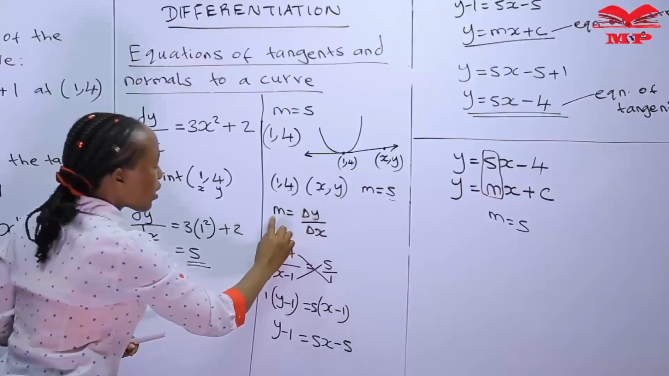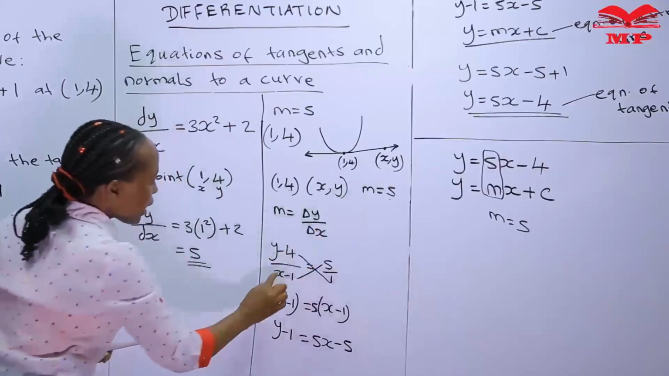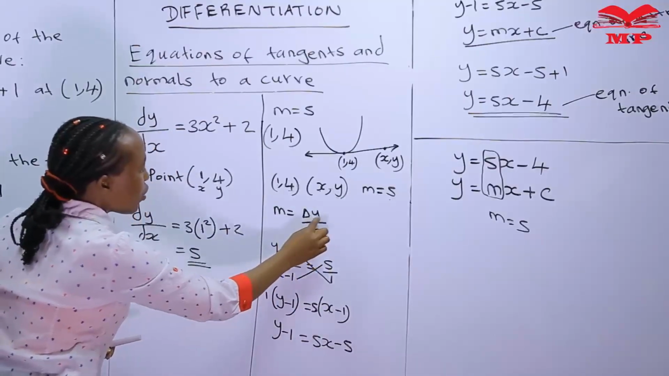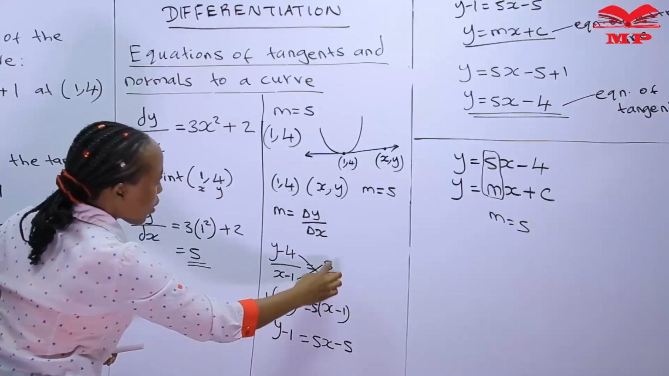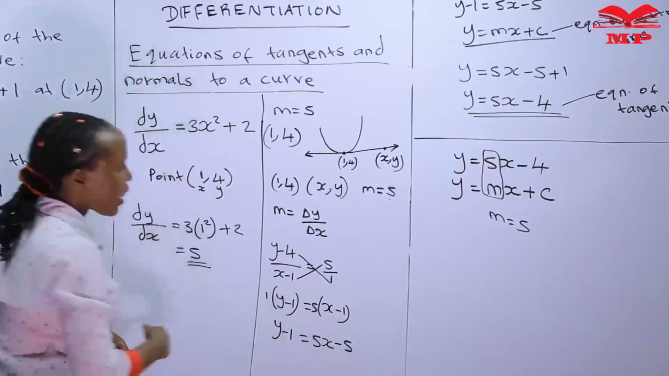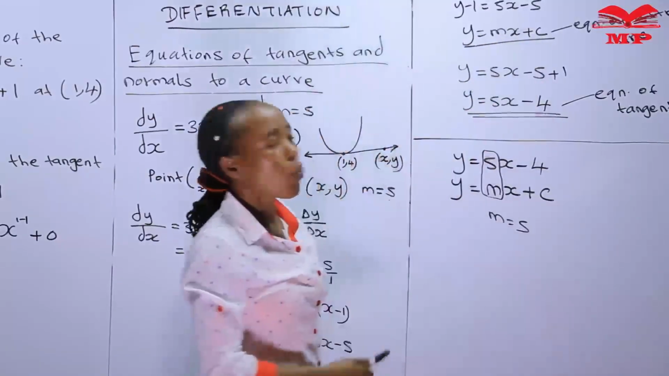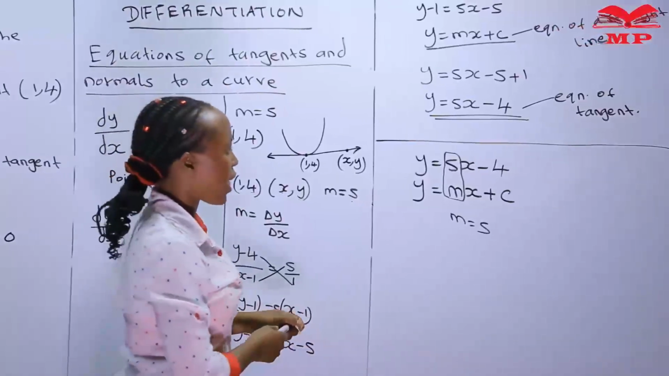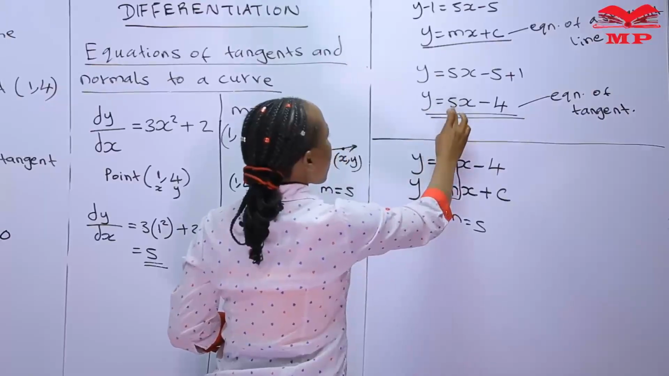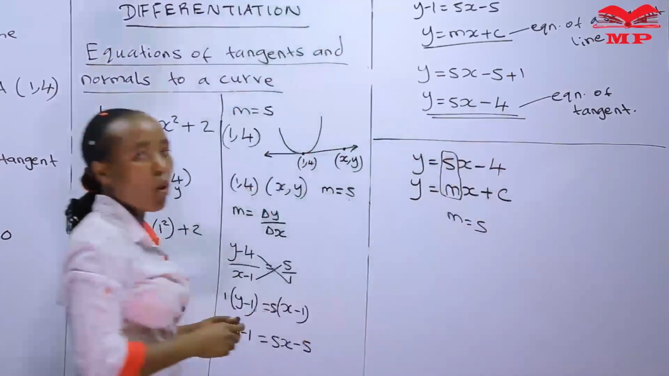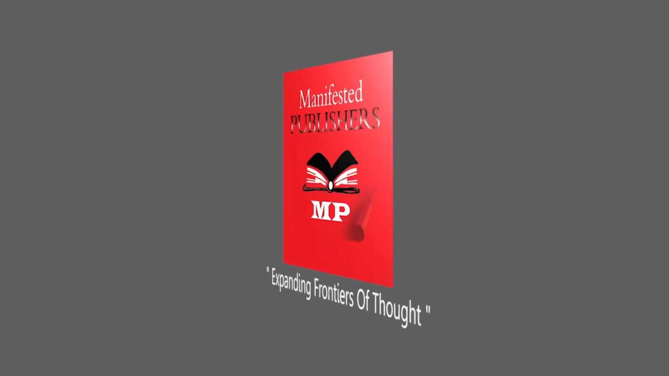So we know very well that gradient m is given by change in y all over change in x. Our gradient is 5, then we have change in y, y minus 4, divided by x minus 1. Then we can cross multiply and get the equation in the form y is equal to mx plus c, which is the general equation of a straight line. And therefore, our equation for the tangent is y is equal to 5x minus 1. And that is the equation of the tangent.